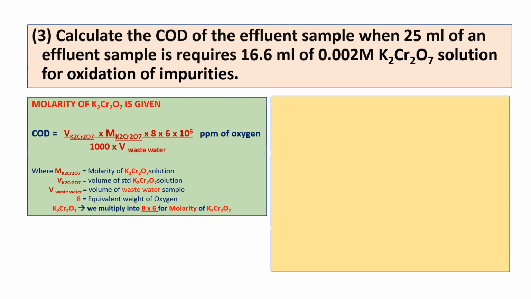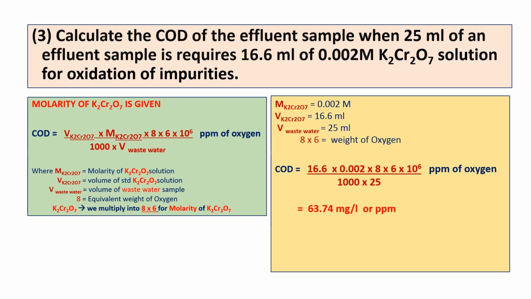So M potassium dichromate or molarity of potassium dichromate is 0.02 molar, volume of potassium dichromate is 16.6 ml, volume of wastewater is 25 ml, and we need to multiply equivalent weight of oxygen 8 into 6 over here, because we are taking molarity. So substituting the values, we get the answer as 63.74 mg per liter.